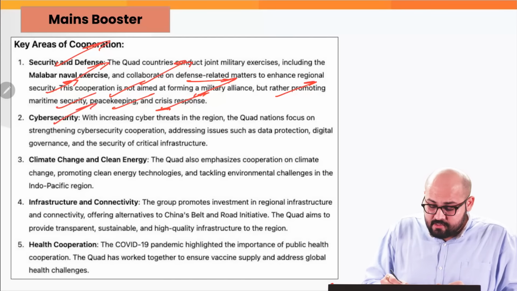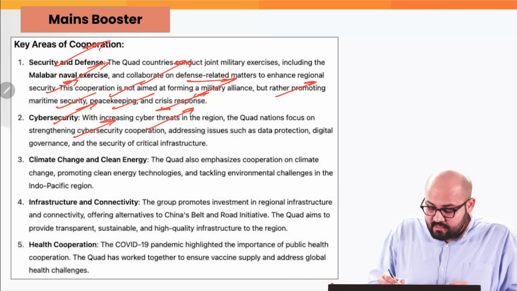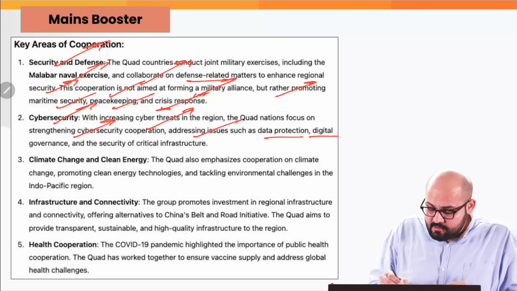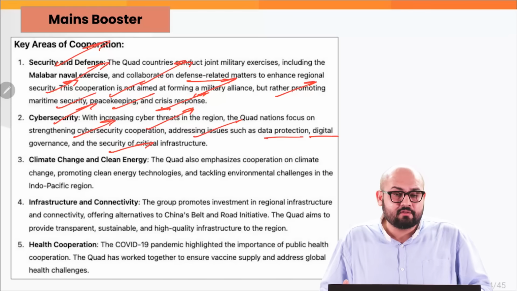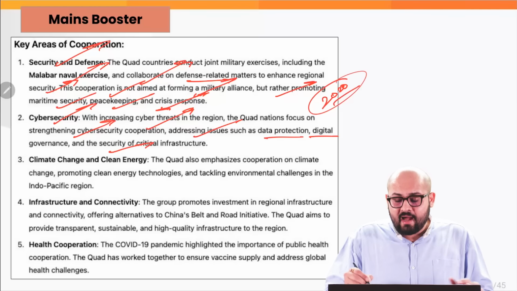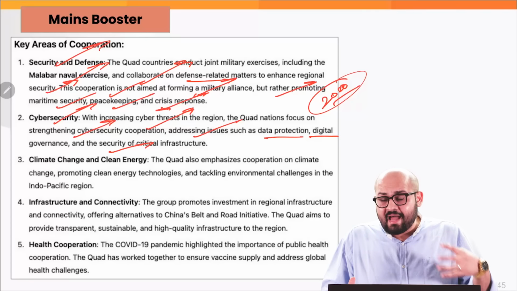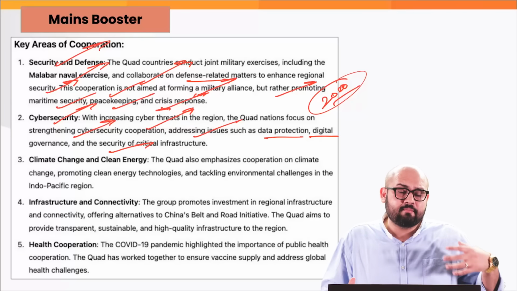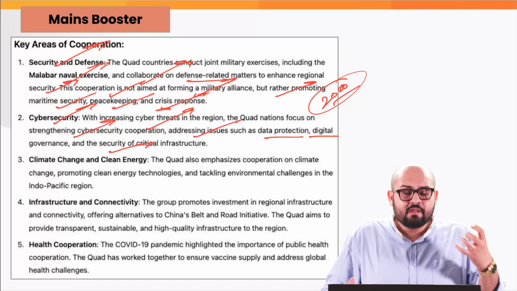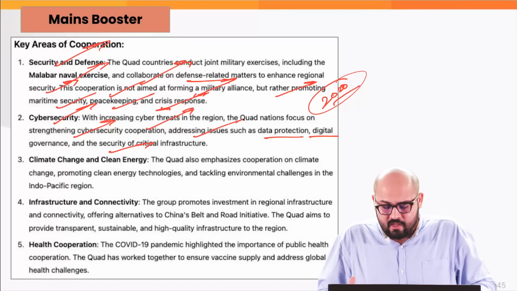Next aspect is cybersecurity. With the increasing cyber threat in the region, the Quad nations focus upon strengthening cybersecurity cooperation, addressing issues such as data protection, digital governance, and the security of critical infrastructure. Now, this becomes really important because it was in the year 2020 that the discoms in India, the power distribution companies, were attacked, and there were allegations that they were primarily Chinese hackers. And a similar thing even happened in the US. So there is a need for a more robust collaboration when we talk about the cybersecurity aspect.